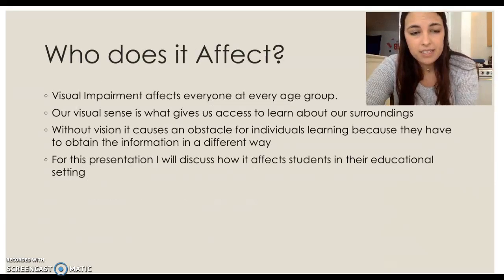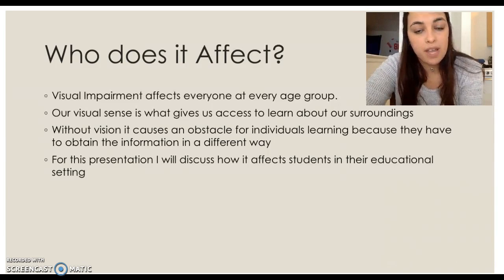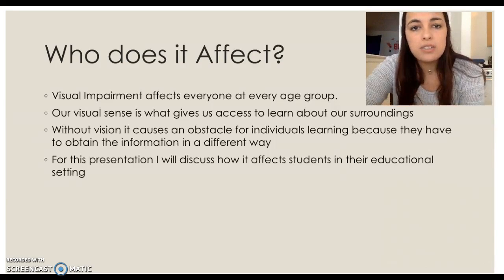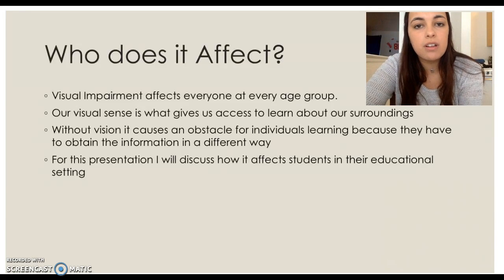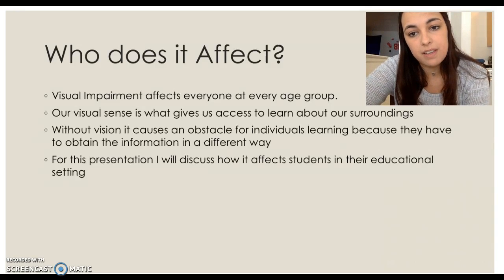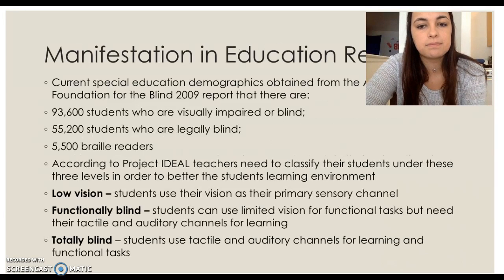Now, who does this affect? Visual impairment affects everyone at any age group. Our visual sense is what gives us access to learn about our surroundings. Without vision, it causes an obstacle for individuals learning because they have to obtain the information in a different way. Usually when you're walking down the street, you make observations, you listen to people, they give you facial expression. These are all things that can happen to people with visual impairments. But for this presentation, I will discuss how it affects students in their educational setting.